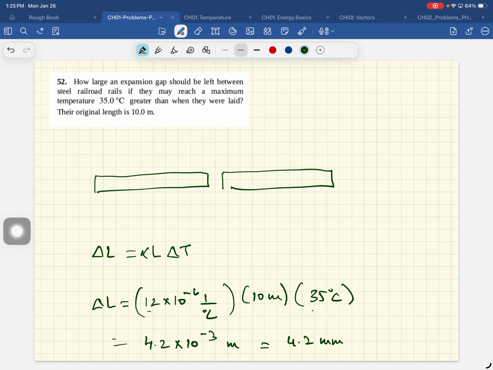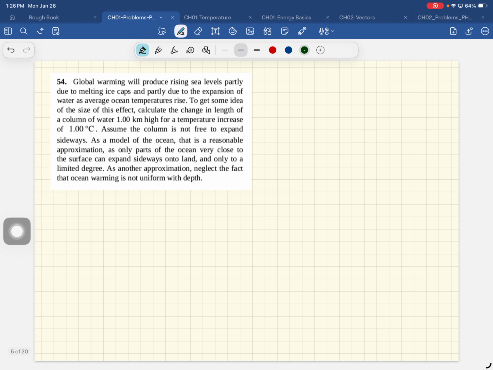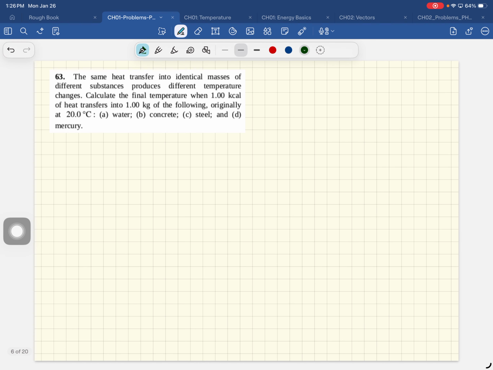Okay, let's do right in the middle. So 1,000 joules per kg per Kelvin. Okay, so you see the specific heat of water is 4 times greater. So the temperature rise for concrete would be 4 times greater. Okay?